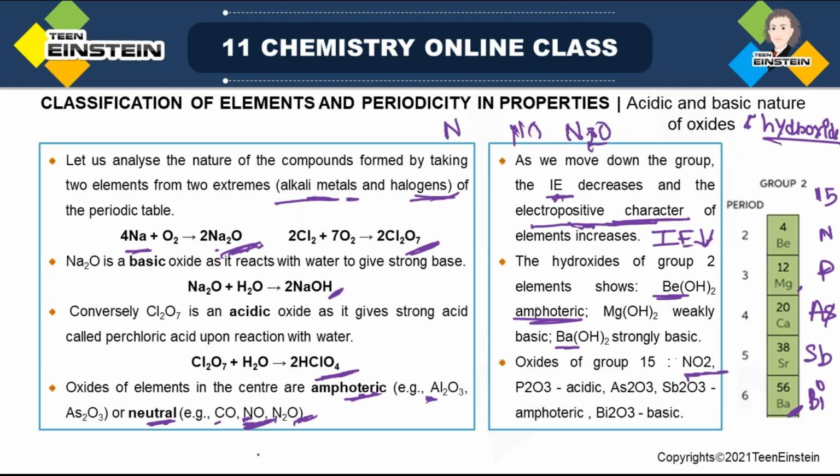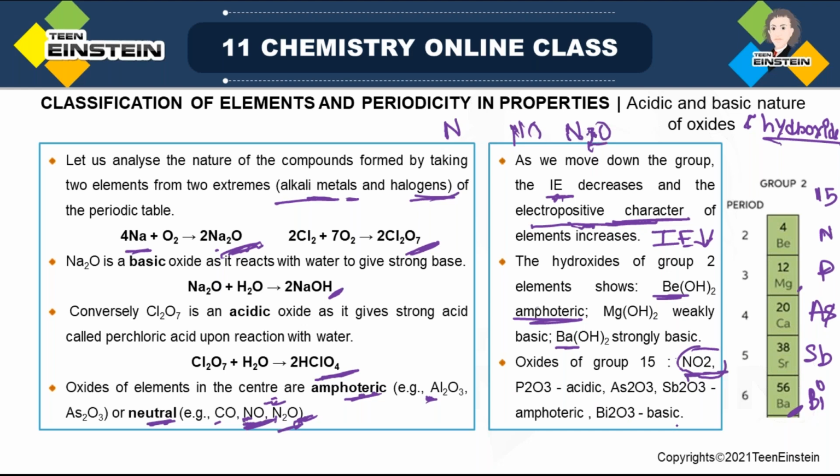So in NO, the oxidation state of nitrogen is +2. Then in case of N2O, because oxygen is -2, it will be +1. That means here also the oxidation state is low. But in case of NO2, 2 oxygens means total negative charge -4, so the total positive oxidation state will be +4. So when the oxidation state increases, what happens? The element is fixed, the oxidation state is changing. Then you will see that the higher the oxidation state, the more it will be towards the acidic side. Okay.